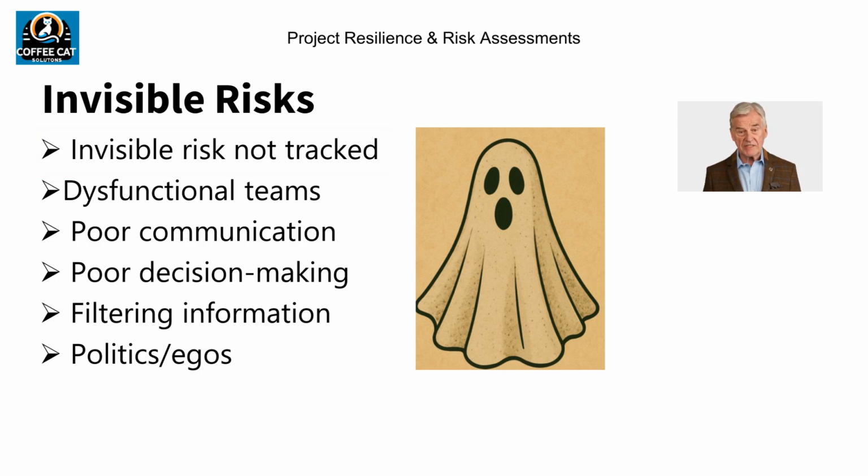Examples of invisible risks that negatively impact a project are dysfunctional project teams, poor communication, poor decision-making, filtering or withholding information, office politics, egos, or personal agendas. Invisible risks are the most complex and difficult to manage. Project managers rarely address these issues, but since they have a critical impact on a project, they must be mitigated. Risk assessments can help identify and mitigate these issues and will be discussed in the upcoming slides.